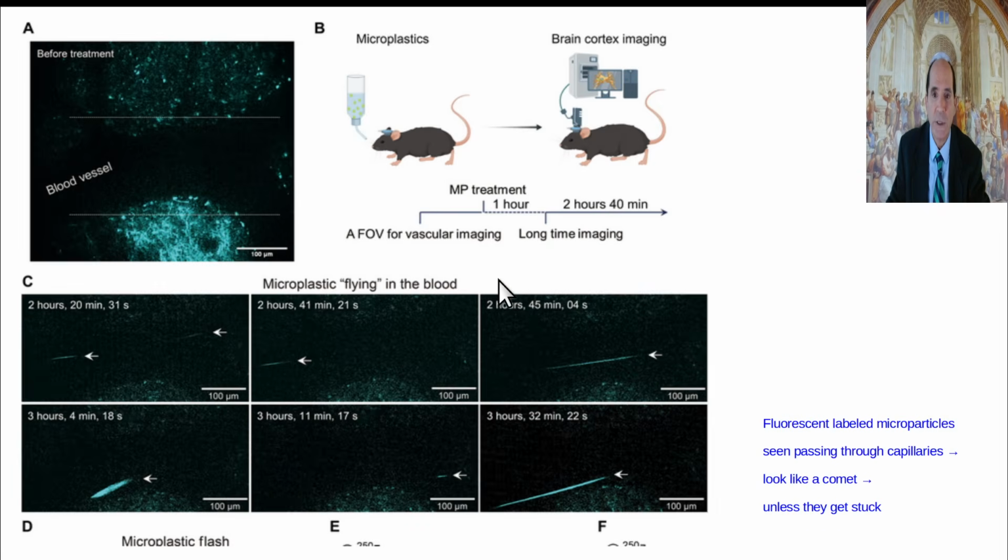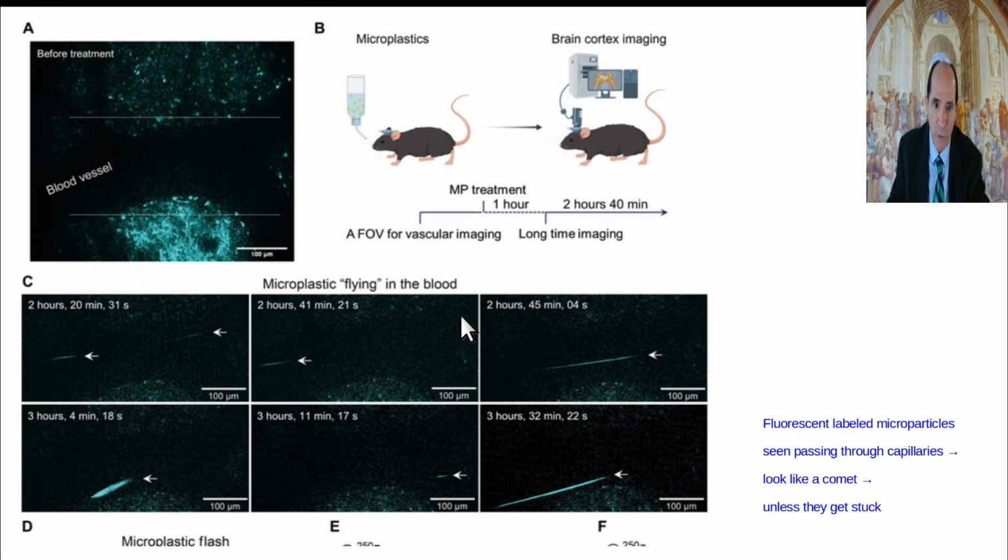So here's a little more detail. They again have cut down to the mouse's brain, and they can give microplastics by mouth. They can inject them intravenously, and they put a little microscope that can detect fluorescence on the mouse's brain. And then here's fluorescence, and you can see that when they travel through the blood vessel, they look like a little comet. They describe it as looking like a lightning bolt. The fluorescent labeled microparticle passing through the capillary.